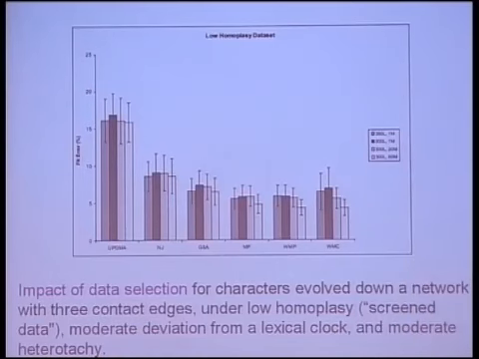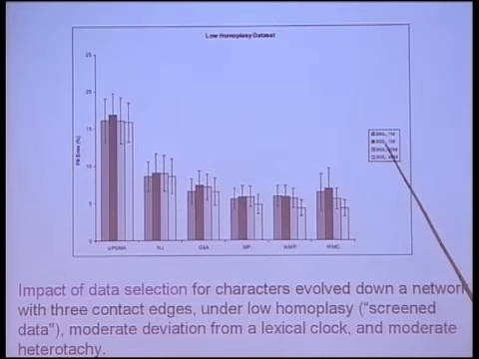Now, the impact of data selection. This is a question about what happens as you go from 361 characters, of which 360 are lexical. Then you throw out some of the lexical characters. Now you only have 300 characters. And then you start adding back in morphology until you're finally up to 360 characters again, but now 60 of them are morphological, i.e. higher quality.